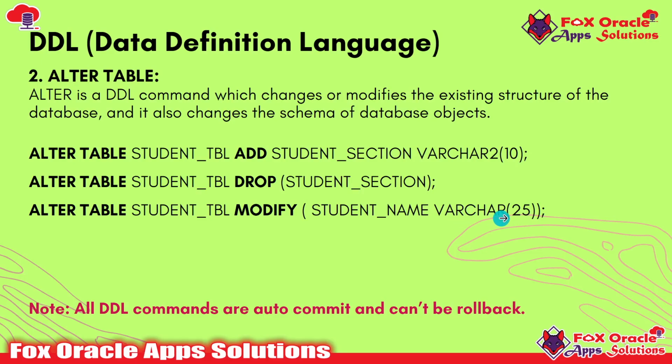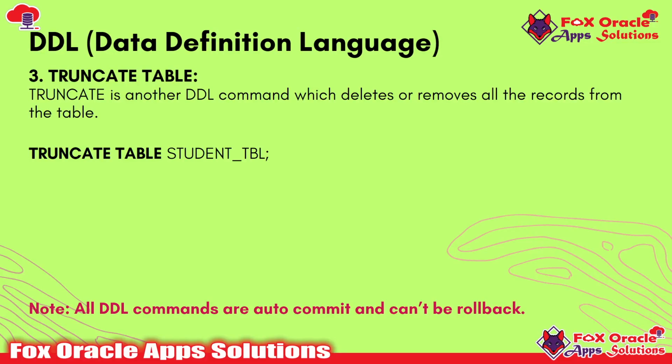So we want to align varchar2 with 25 characters. Here we missed 2, so we have to add 2 also. And the next command is truncate. We are using the truncate command to delete all the records from a database table. Like, if we don't want any records available in the table, we can use the truncate command.